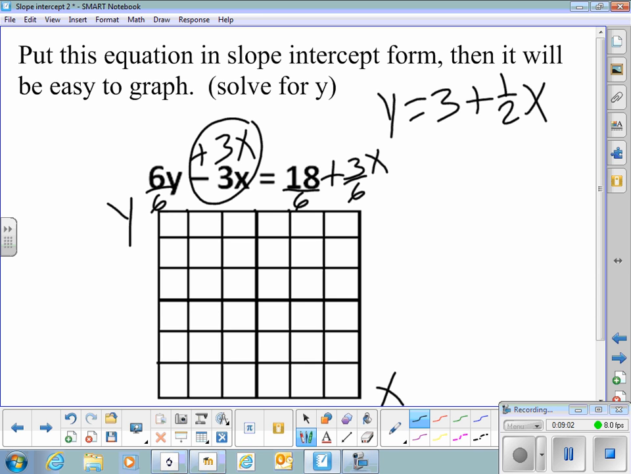x-axis, y-axis, grid of 1. Starting at 3, going up 1 over 2, up 1 over 2, up 1 over 2. The slope of 1/2. It's a positive slope. Let's connect that with the straight line tool. There we go. That might work. Something like that.